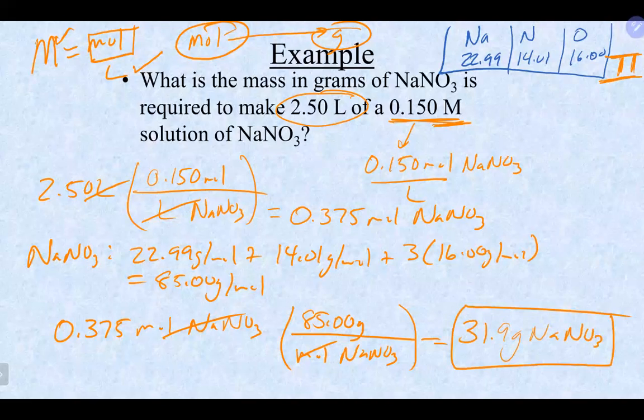So basically, if we wanted to make the solution, you would weigh out about 31.9 grams of it, take some water, dissolve it, and fill it up, maybe with a volumetric flask or some other measuring device, with enough water to get a total volume of 2.5 liters. Give it a good mix, a little shake, and you should have a 0.15 molar solution sitting in front of you. Any questions on molarity here?